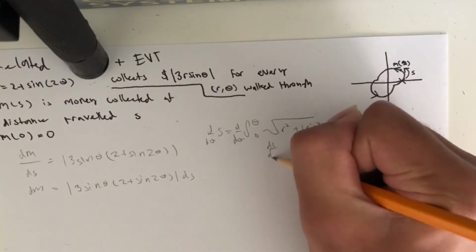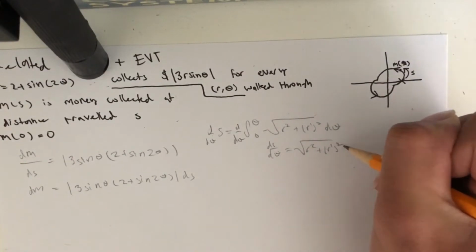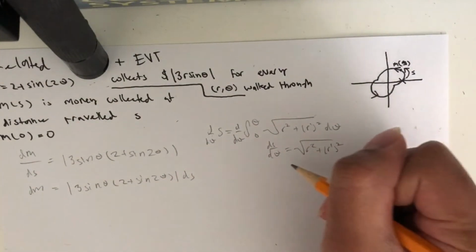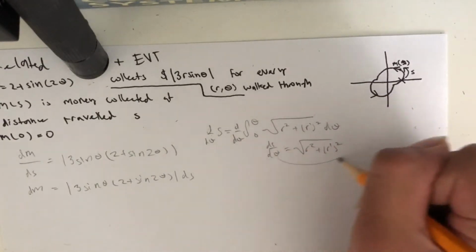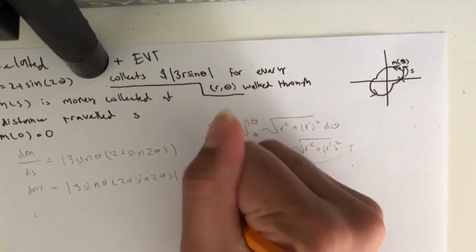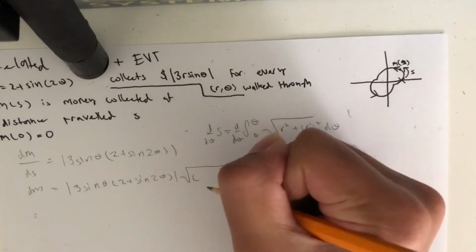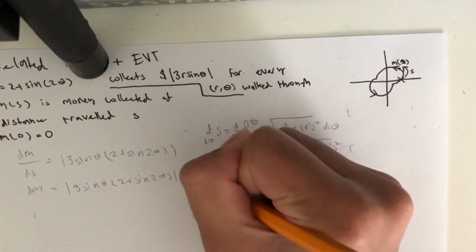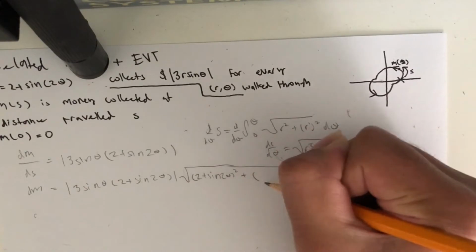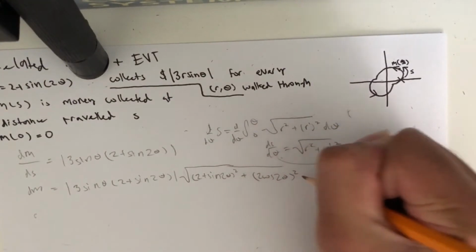So ds d theta is the square root of r squared plus r prime squared. Next, we can plug that in for ds, but we found ds d theta, so in order to find ds, we can just move the d theta to the other side. So dm is our rate function times ds, which is the square root of r, which is 2 plus sine 2 theta squared, plus r prime squared, which is the derivative of this, 2 cosine 2 theta, squared, d theta.